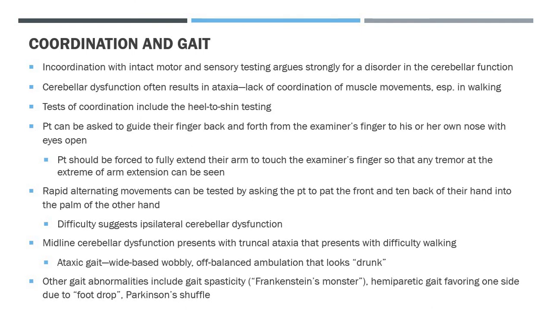Now, there are other gait abnormalities. There's one called spastic gait, where they kind of walk like Frankenstein's monster, or hemiparetic gait, which basically means they're kind of having this drop foot problem, and they kind of list to one side or the other. And then people that have Parkinson's disease, if you've ever been around them, they have kind of a shuffle when they walk because they have poor coordination.